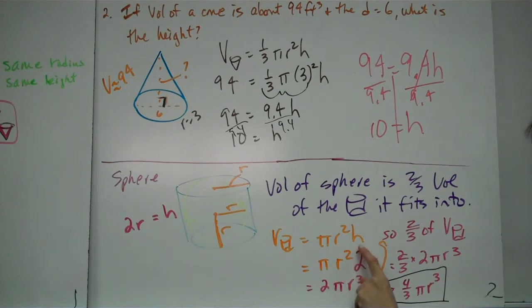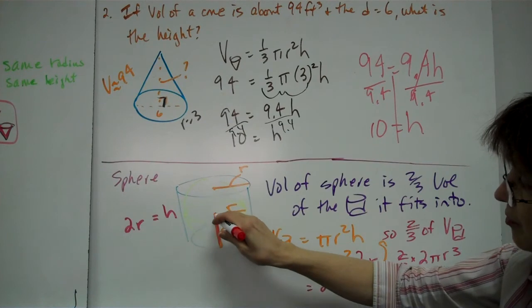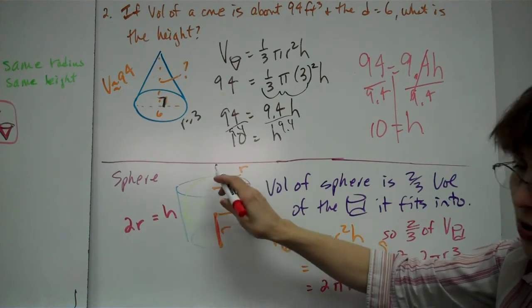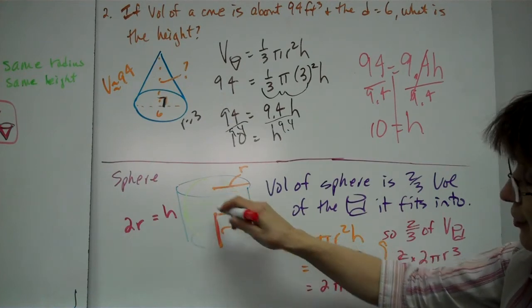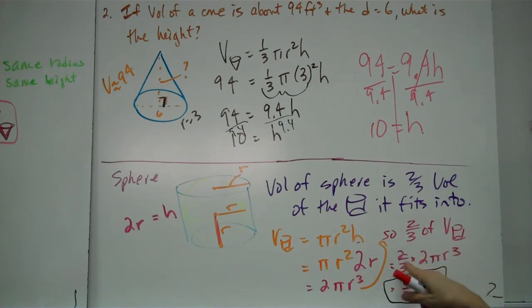All right, so the height of the cylinder is really this r plus that r. It's really 2r, or the diameter. So in place of h, we put 2r. So we have 2, and then put the 2 in the front. We got pi, and then r cubed. Well, the sphere is 2/3 of that.